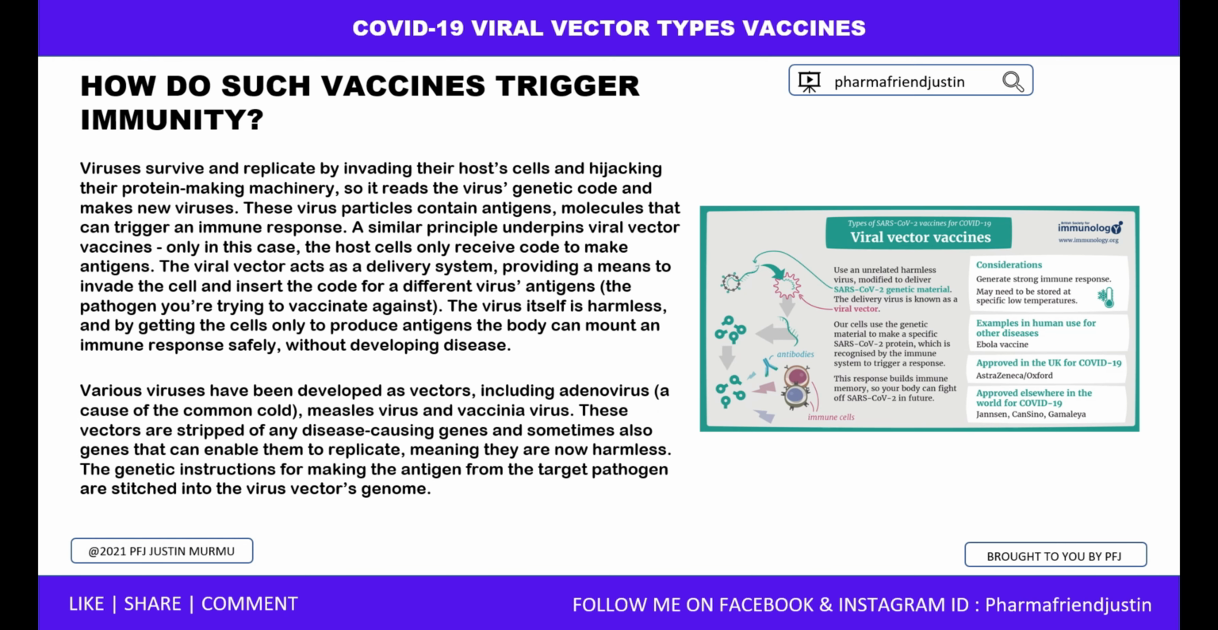Various viruses have been developed as vectors, including adenovirus, a cause of the common cold, measles virus, and vaccinia virus. These vectors are stripped of any disease-causing genes and sometimes also genes that can enable them to replicate, meaning they are now harmless. The genetic instructions for making the antigen from the targeted pathogen are stitched into the virus vector's genome.